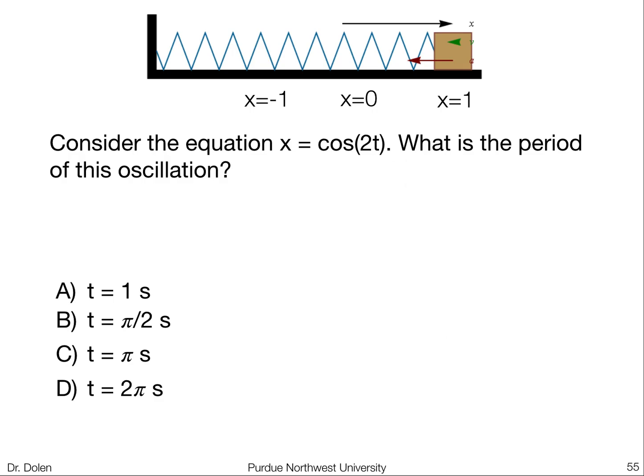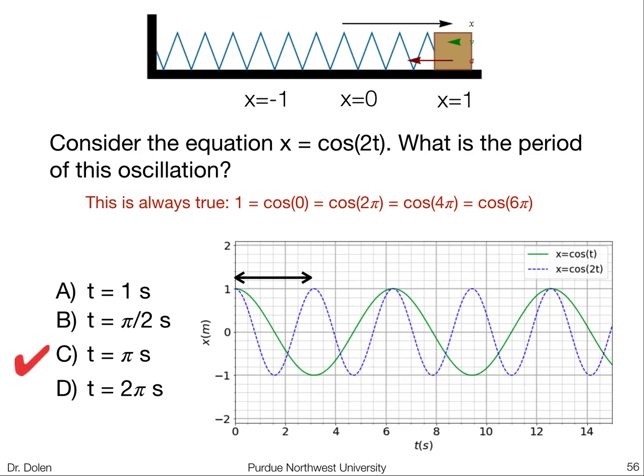Now, what is the period of this oscillation? Pause the video. This one may take you a little bit more time to think about, but you can make the same argument we did in the first question in this video. Okay, so the answer here is C. The period is now pi seconds, so it now takes pi seconds to go through one complete oscillation.